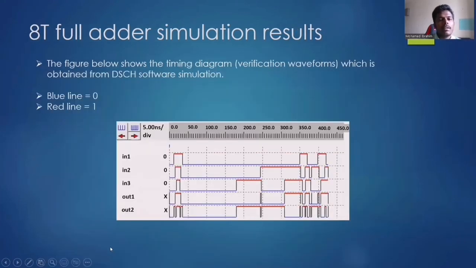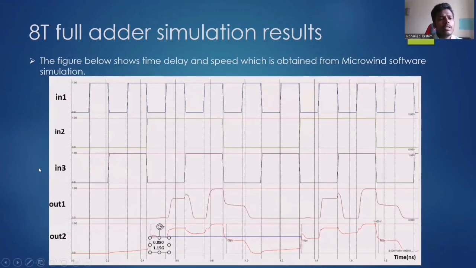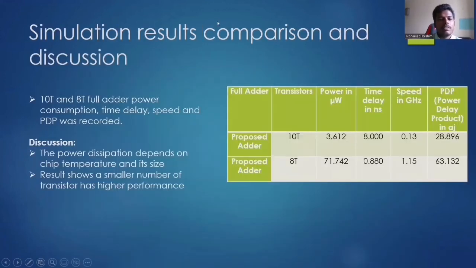And then for the 8 transistor, this is the waveform obtained from DSCH2 for the circuit diagram. It is also validated using the basic full adder truth table. And then this is the result from the simulation of the Microwind tool, which shows the 8 transistor has a time delay of 0.880 nanoseconds, and the speed is 1.15 gigahertz. And so this is the simulation result.